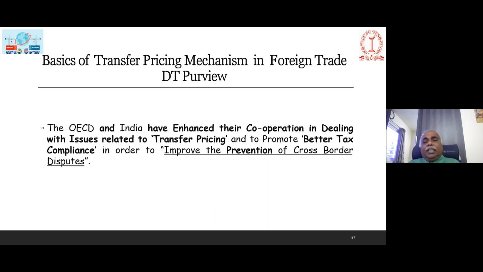The OECD and India have enhanced cooperation in dealing with the issues related to transfer pricing and promote better tax compliances in order to improve the prevention of cross-border disputes. Country to country, cross-border disputes are arising on account of transfer pricing. On account of OECD and India enhancing their cooperation, this was a prevention of the cross-border disputes to a large extent.